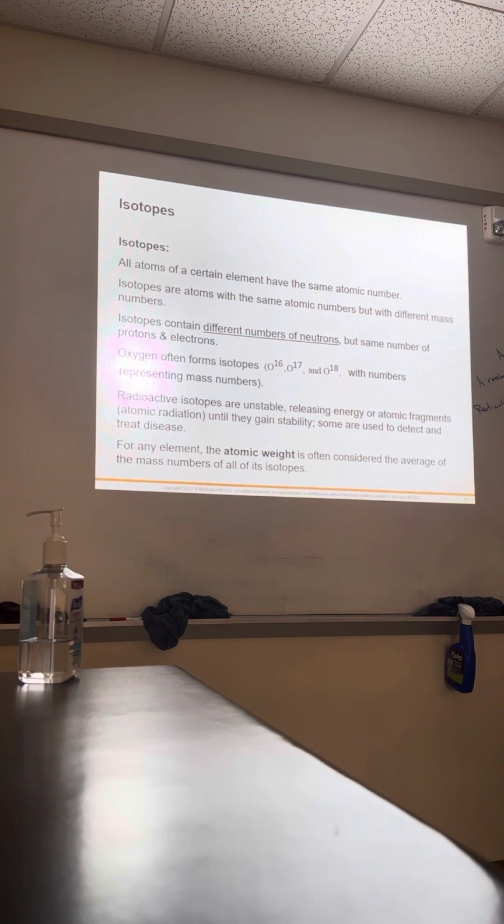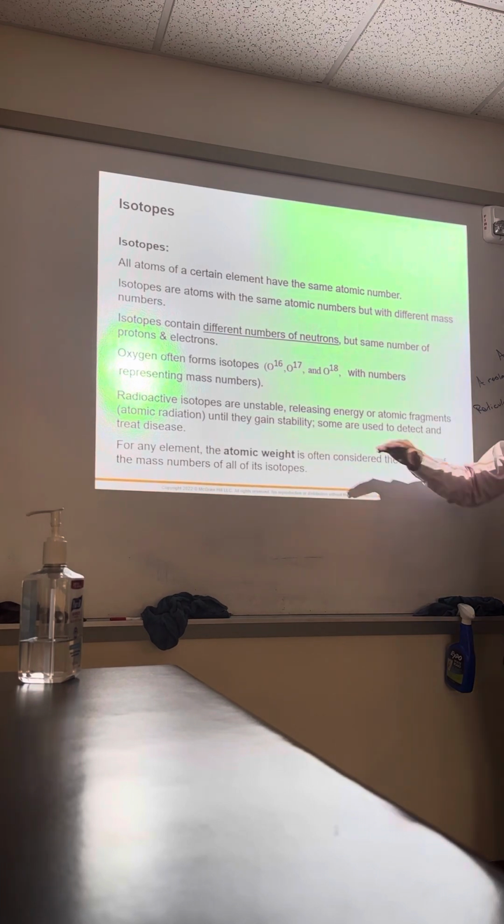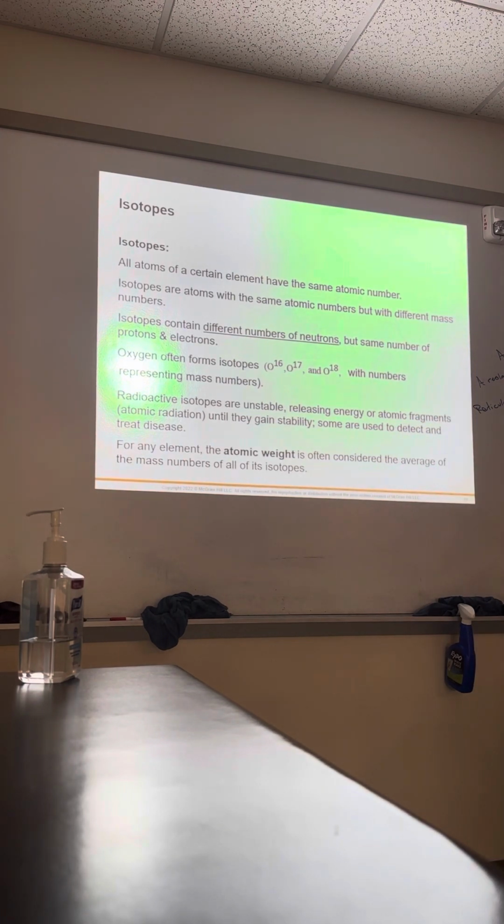Okay? So good. This example that we used is radioactive isotopes. Those are elements that have a different number of neutrons that are unstable because of this abnormality. And because they're unstable, they release energy or atomic fragments, known as atomic radiation, until they gain stability. And some are used to detect and treat disease.